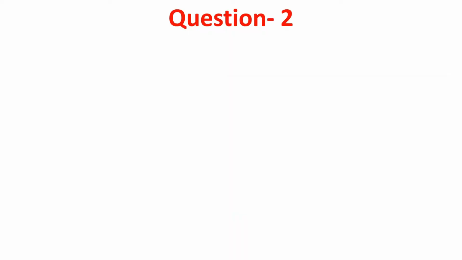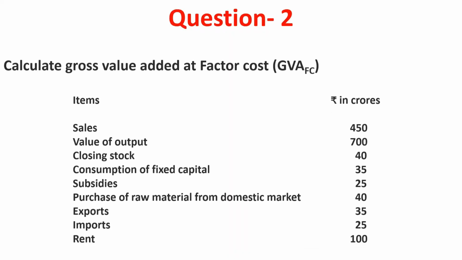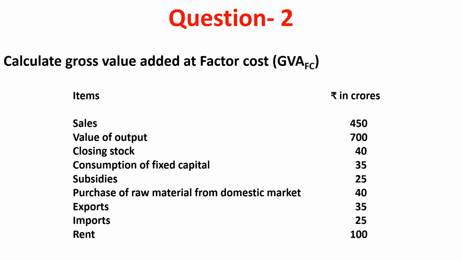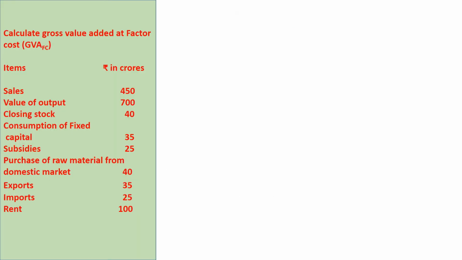Question number 2. Calculate gross value added at factor cost. Items and rupees in crores. Sales 450 crores. Value of output 700 crores. Closing stock 40 crores. Consumption of fixed capital 35 crores. Subsidies 25 crores. Purchase of raw material from domestic market 40 crores. Exports 35 crores. Imports 25 crores. Rent 100 crores. In this question, we have to calculate GVA at factor cost.